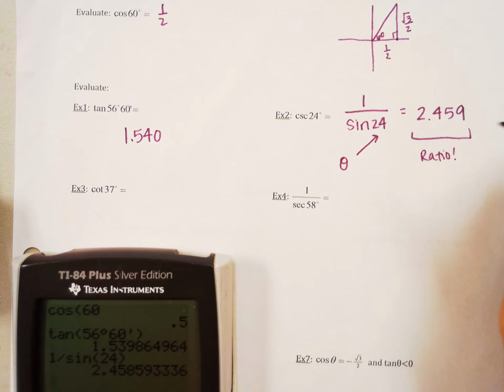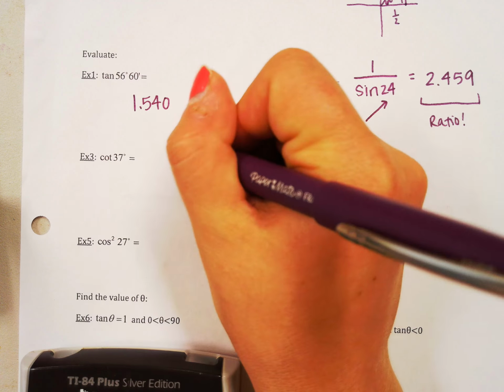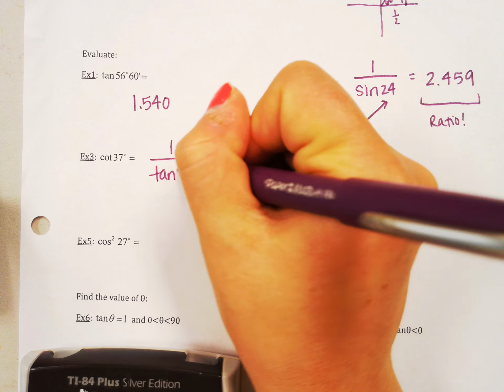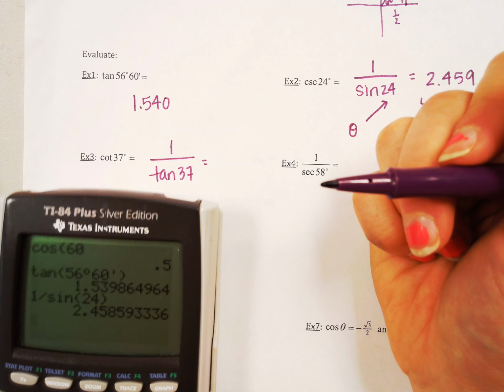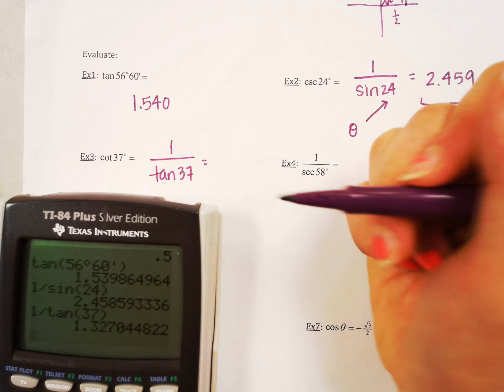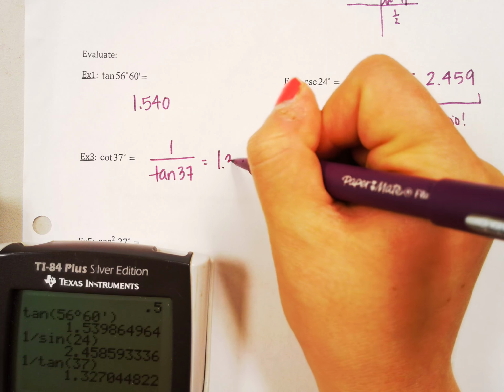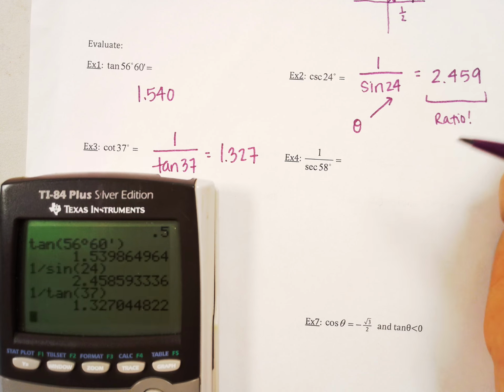Okay. Cotangent. Again, not a button on our calculator, but I know that cotangent is 1 over tangent of 37, and that's something I can type in. So 1 divided by tangent of 37 degrees would give a ratio of 1.327, rounded to 3 decimal places.